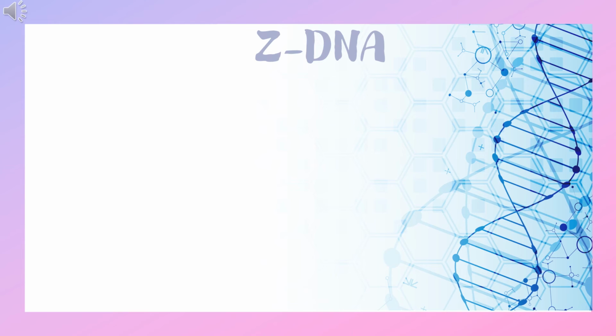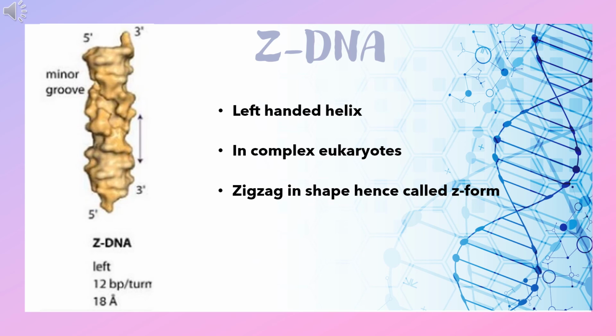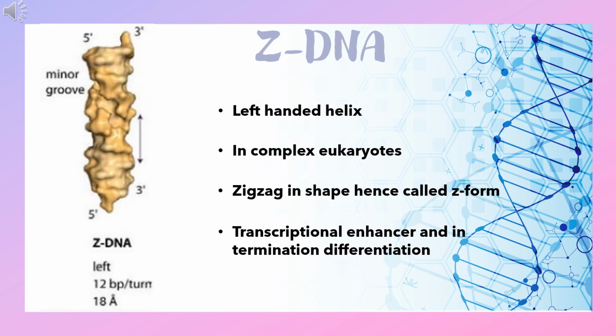Z-DNA. Unlike the A and B forms, Z conformation is found to be left-handed. They are not found in E. coli, but found in complex eukaryotes. The backbone is not a smooth helix, but it is irregular and zigzag in shape, hence the name Z form or Z-DNA. Z-DNA has been postulated to play a role as transcription enhancer and in terminal differentiation. In some eukaryotic genomes, 10% or more of the genome contains sequences capable of forming Z-DNA.